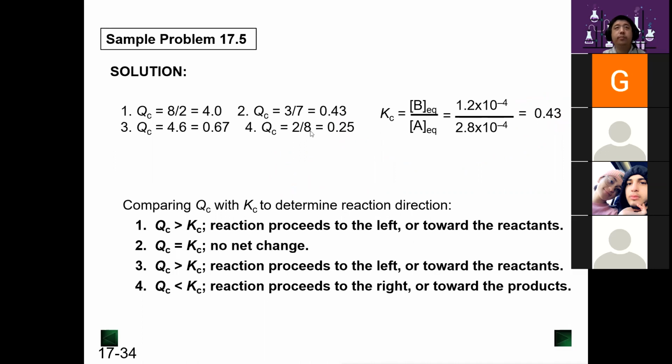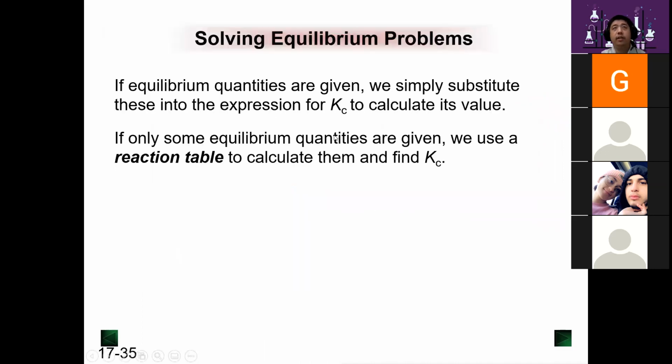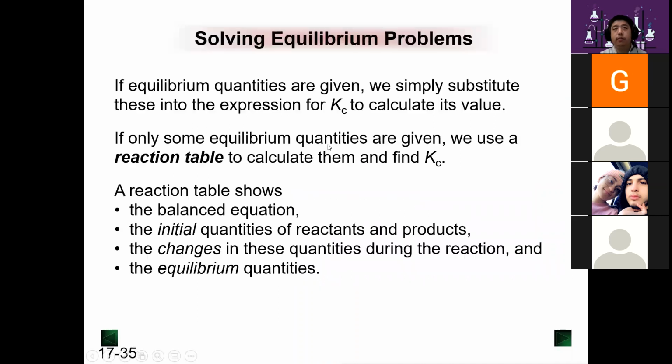Okay, the next thing we're going to talk about is a thing called ice tables. So you can tell just by looking at the names here: initial, changes, equilibrium. How many of you have heard of ice tables? Or if you took it in high school, they might have called it rice tables. They refer to it as reaction, initial, changes, equilibrium.